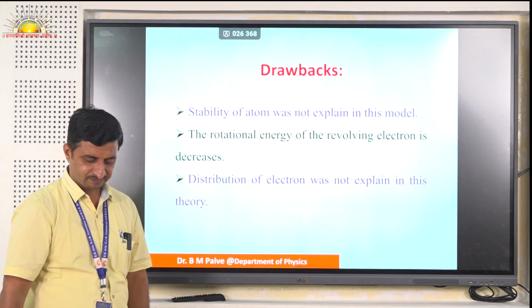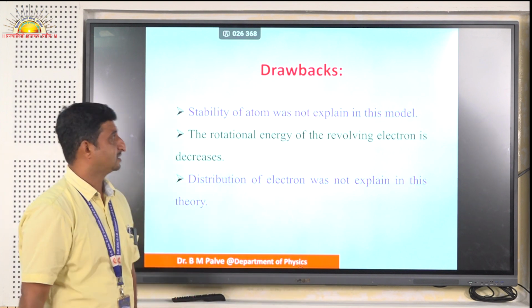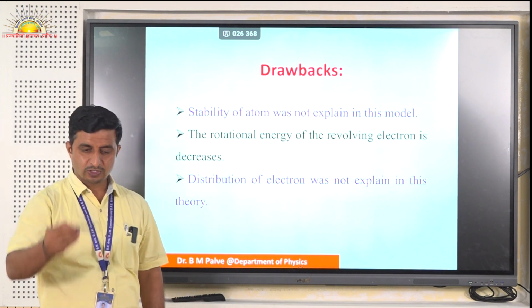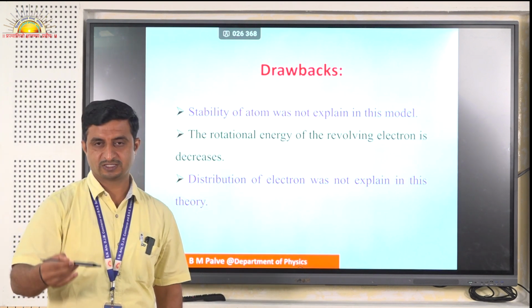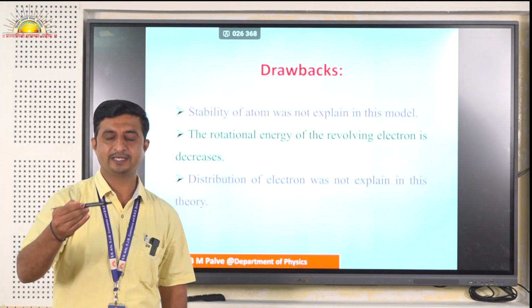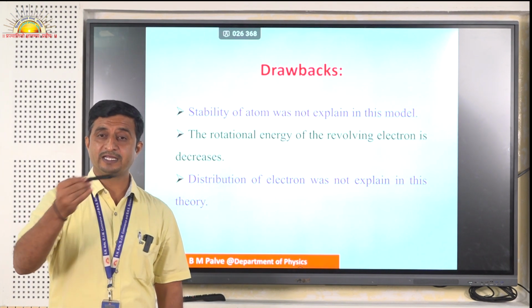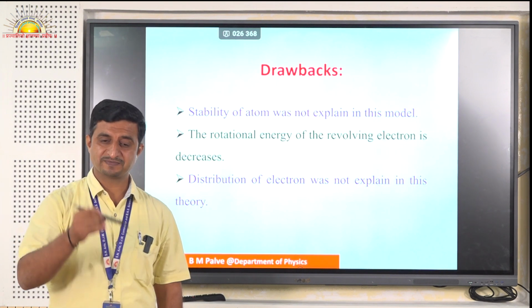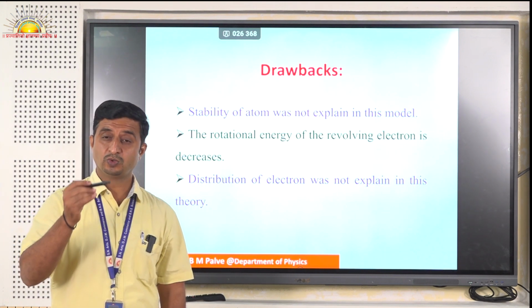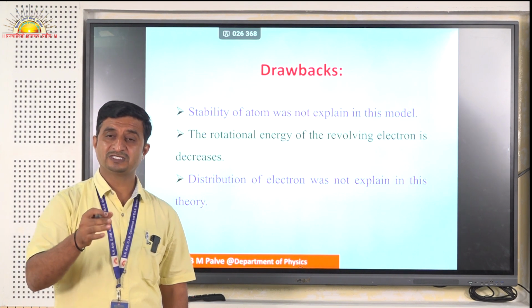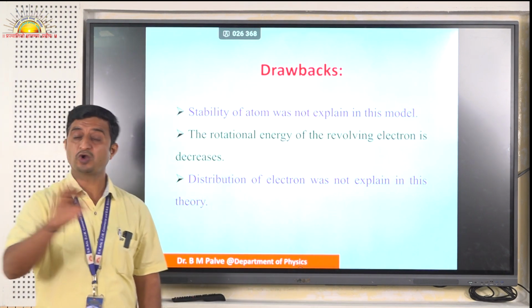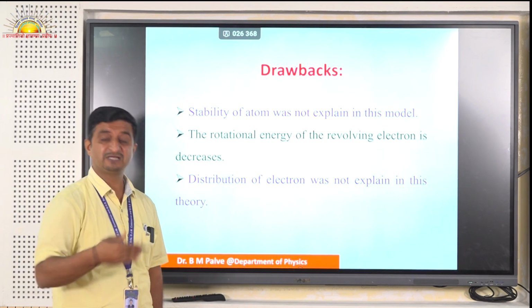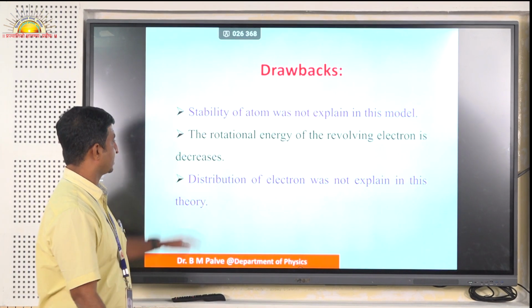So what are the drawbacks? The first drawback: this model could not explain the stability of the atom, because the electron revolving around the nucleus, according to classical electromagnetic theory, dissipates energy, and after dissipation of this energy, the electron can collapse inside the atom. Because of this, this model could not explain the stability of the atom. There is some possibility that electrons dissipate energy and collapse inside the atom.